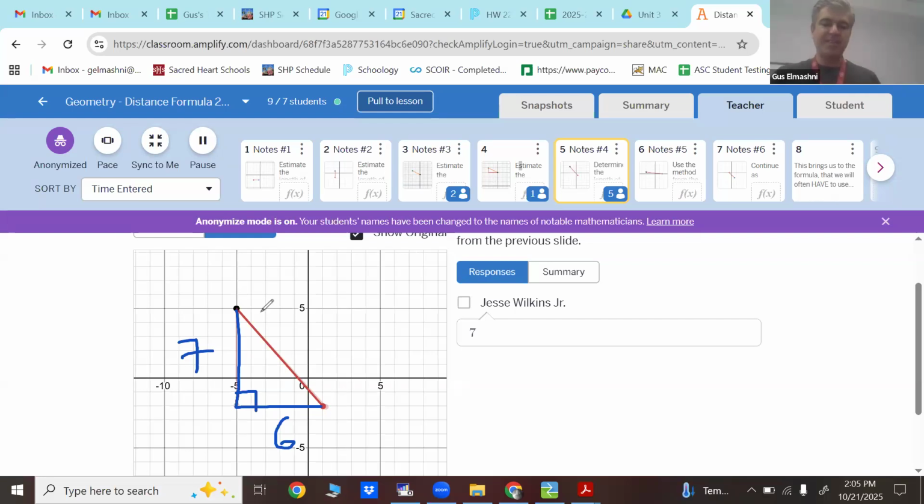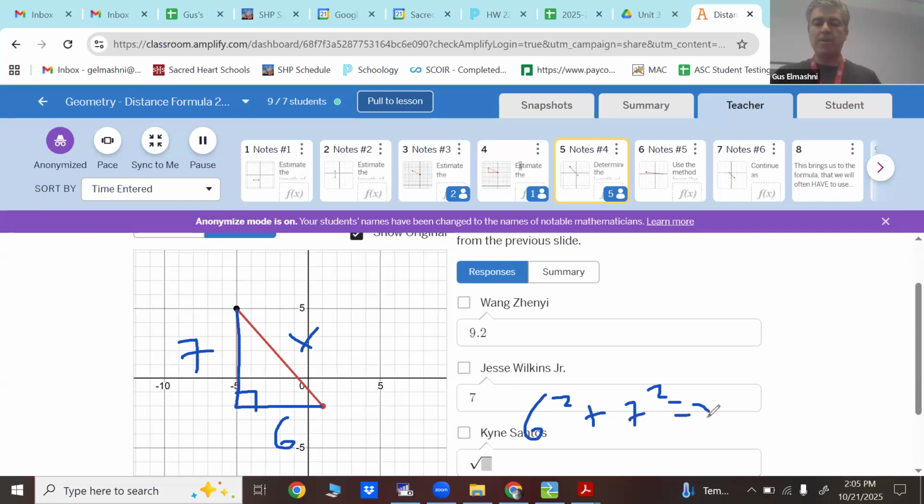That's fine. Anyhow, 6 squared plus 7 squared equals x squared. That should be root 85, I think, which is 9 point something. So wait, do we have to complete all this for homework? Yeah. So we're going to go through this whole thing here.